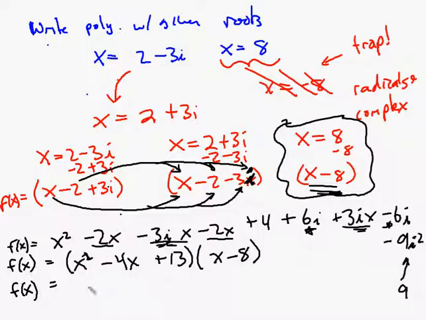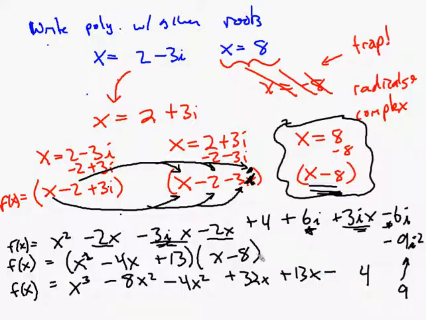Alright, x squared times x is x cubed. x squared times negative 8. So I brought down this. I don't want to forget that. Then minus 4x squared plus 32x plus 13x minus 104. Is that correct?